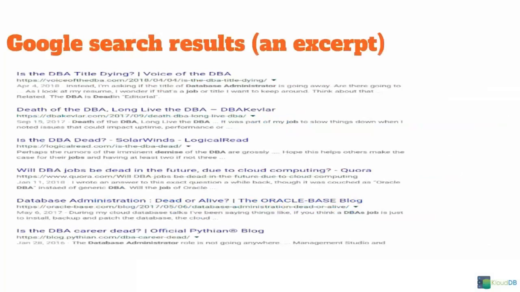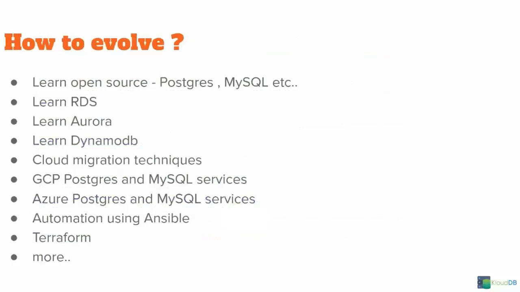A Google search for death of the DBA or DBA title dying will yield something like this. This is an example, an excerpt of Google search results. So how do we evolve? Learn open source, Postgres and MySQL, learn RDS, learn Aurora, learn DynamoDB, cloud migration techniques, GCP Postgres and MySQL services, Azure Postgres and MySQL services, automation using Ansible, Terraform, and more. These are some of the technologies you should learn in order to evolve.